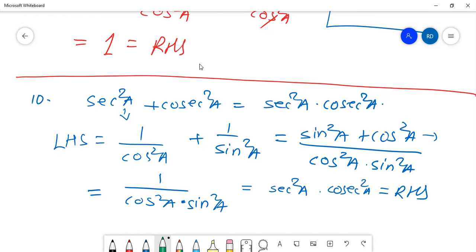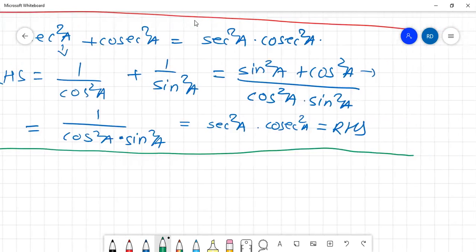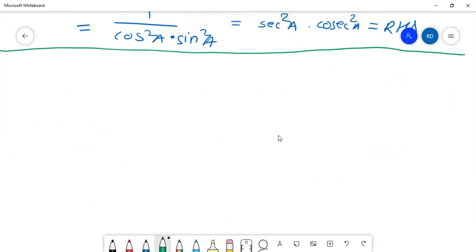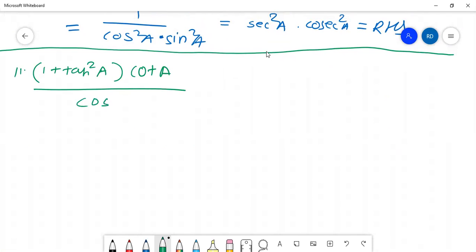So I'll move on. So the next problem is 1 plus tan square A in bracket, cot A upon cosec square A, is equal to tan A.